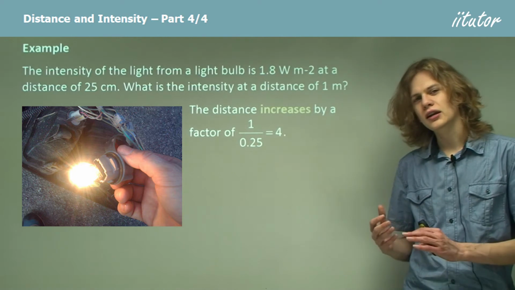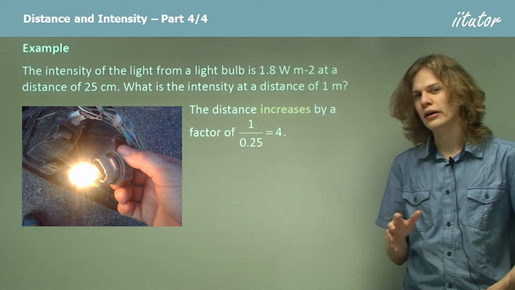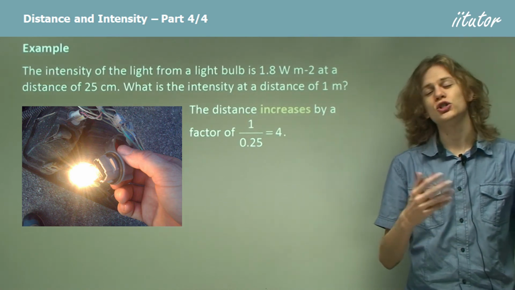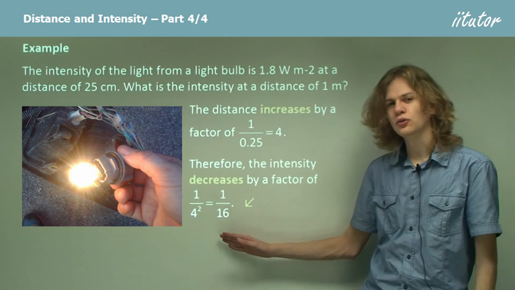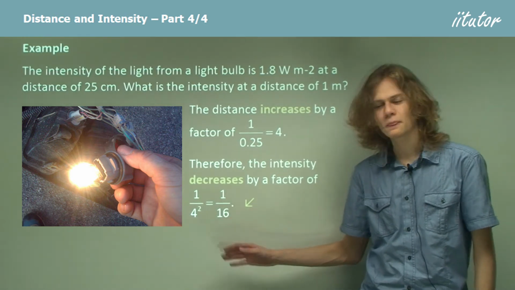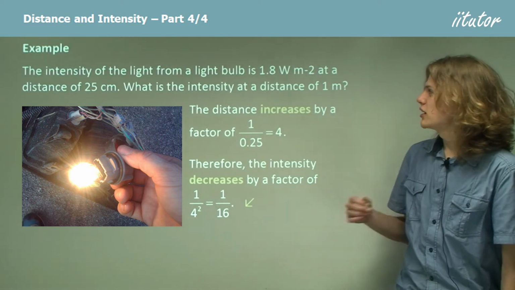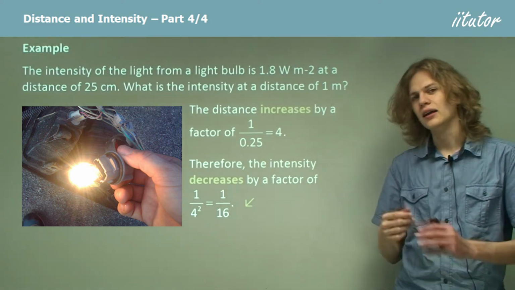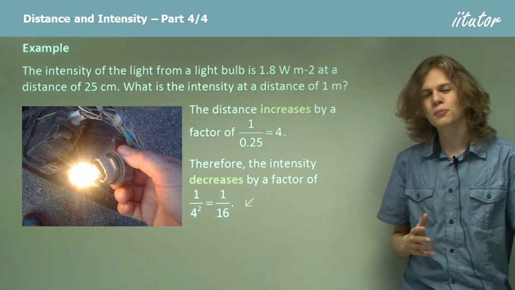So does this mean that the light will only be a quarter as intense? Well, no, not quite. Remember that we have an inverse square law. The intensity of light will decrease by a factor of 1/16. That means that we can figure out the intensity of the light by taking our intensity at 25 centimeters and dividing it not by 4, but by 16.